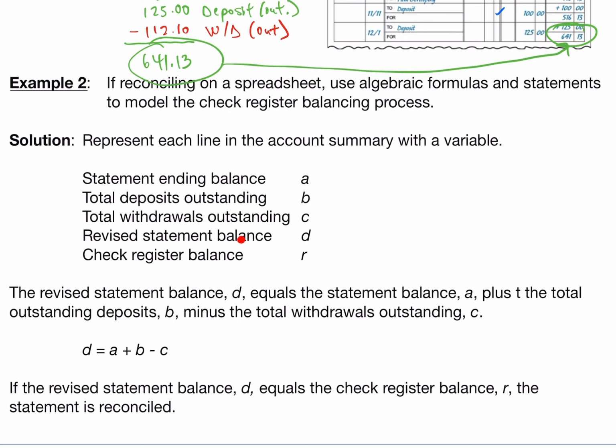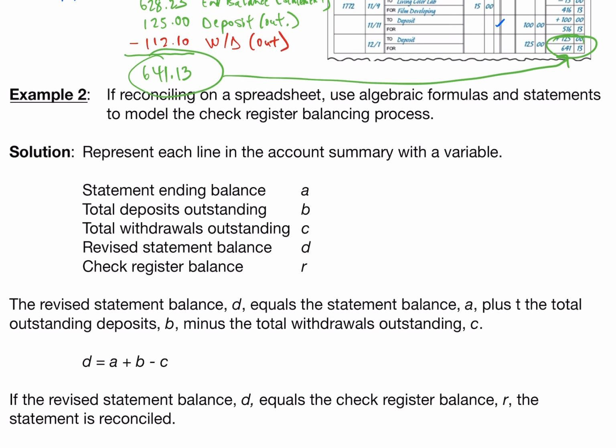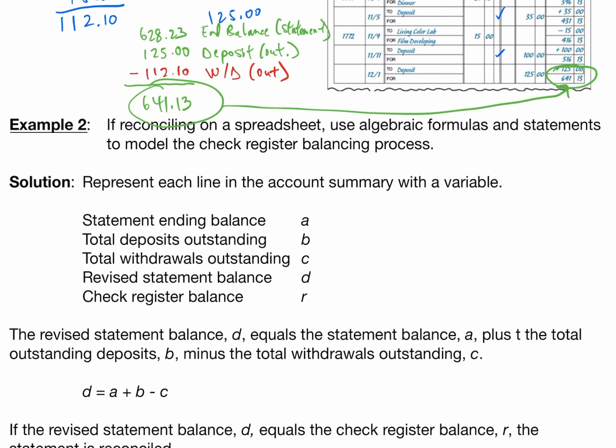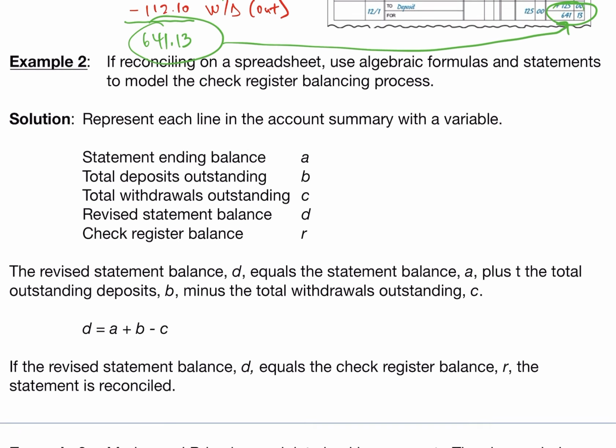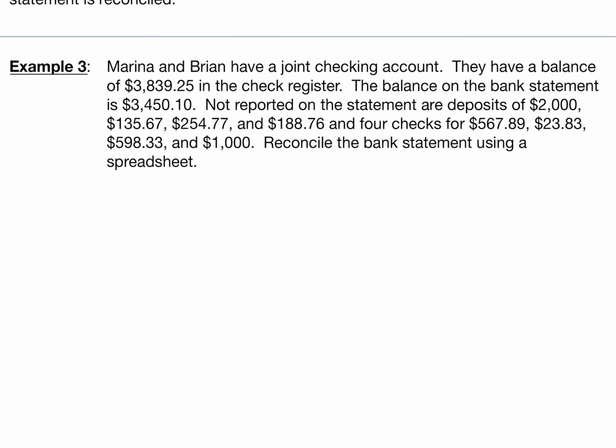Okay, so then we would calculate the revised balance D, and then we would compare that to the check register balance R. Okay, so our revised statement balance D would be equal to the statement balance plus the total deposits outstanding minus withdrawals outstanding. Okay, and this amount, the revised statement balance, should equal the check register balance. So this formula is what we would use to reconcile these two numbers. All right, so let's take a look at how we would do this mechanically.